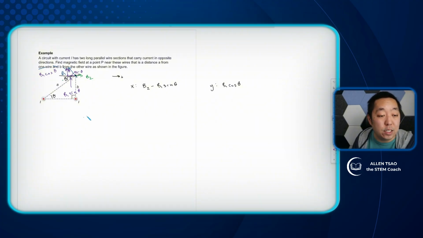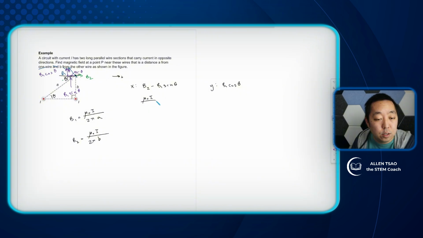Now, how do we find each of those? The B1 is going to be mu naught I divided by 2 pi times the distance between there to there, which is a. And B2 is going to be mu naught I divided by 2 pi, the distance from there to there, which is b. And so then we have this expression: B2, which is mu naught I over 2 pi b, minus mu naught I over 2 pi a sine theta.